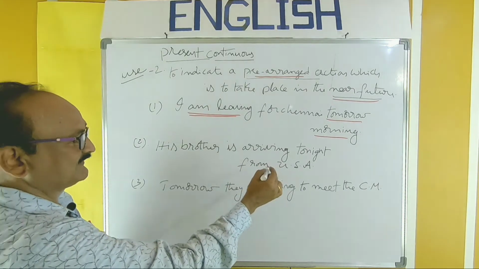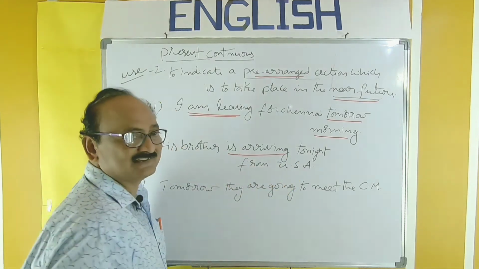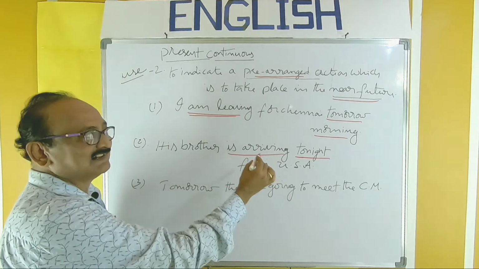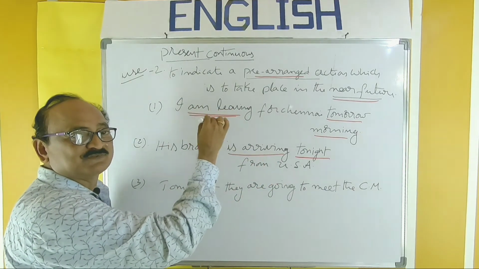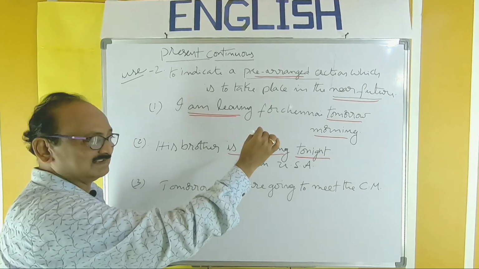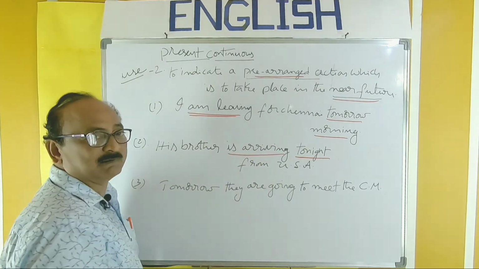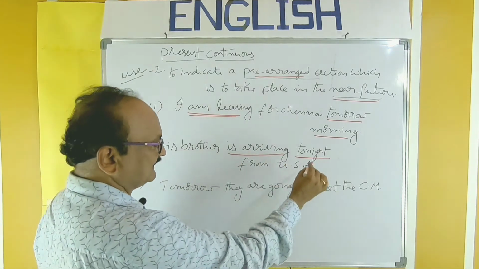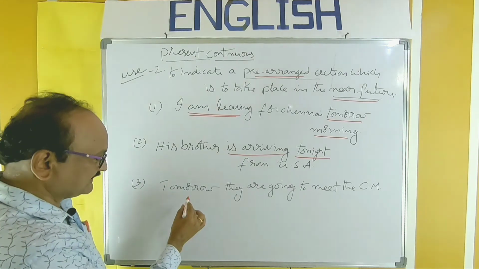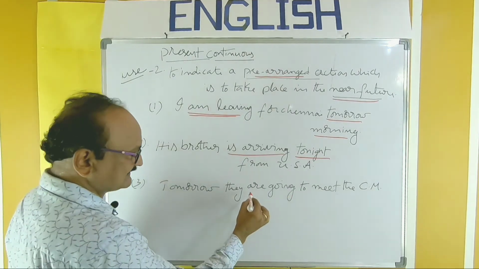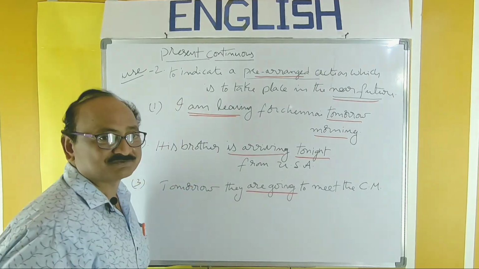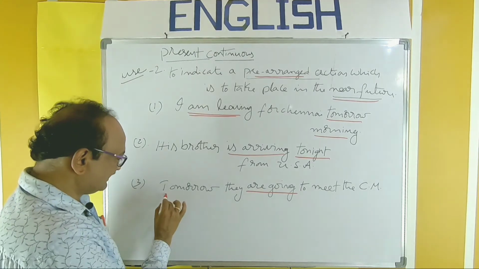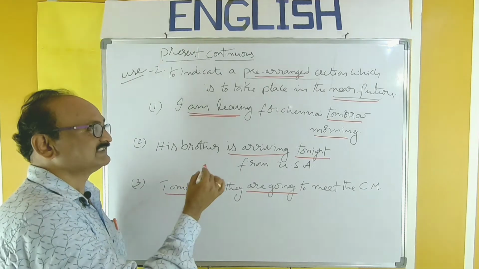His brother is arriving tonight. So near future and present continuous. Remember the structure: subject, be form, present participle. So the pattern should be followed strictly. His brother is arriving tonight from USA. Tomorrow they are going to meet. So going to is used here, of course. One example I should give, that's why I have given this going to. Tomorrow, so near future. So like this.